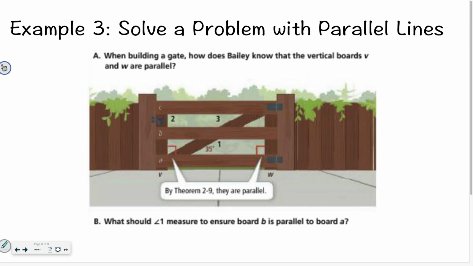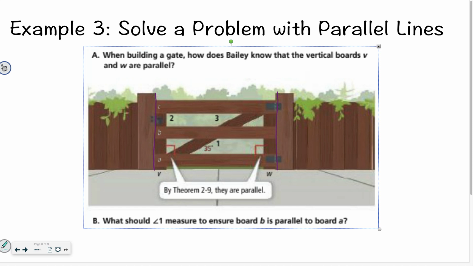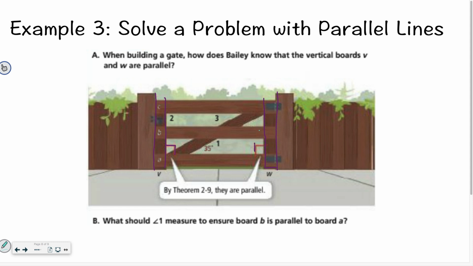So then example 3, solve a problem with parallel lines. If we look at this picture, when building a gate, how does Bailey know that the vertical boards V and W are parallel? So V is over here, and W is right here. And the picture, I'm a little mad because I pull these pictures from the book. They wrote in the answer on the picture, so I can get rid of that. But if we look at those two lines, so here's V, here's W, right? My smartboard's freaking out. Okay, V and W, we have these right angles. And remember, just like it said in the last theorem, if two lines are perpendicular to the same line, then they must be parallel. So V and W are both perpendicular to this line right here, therefore they must be parallel.